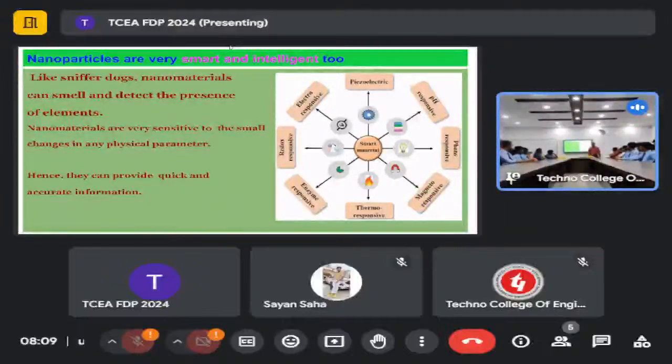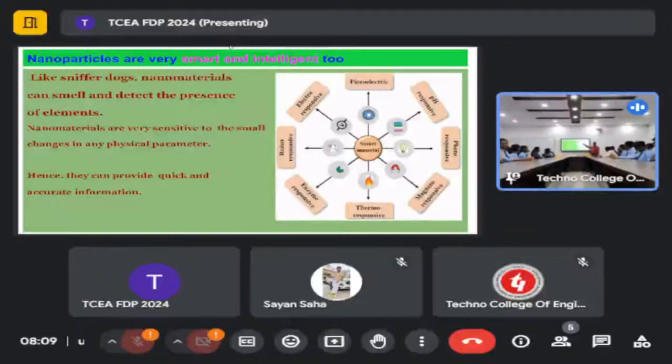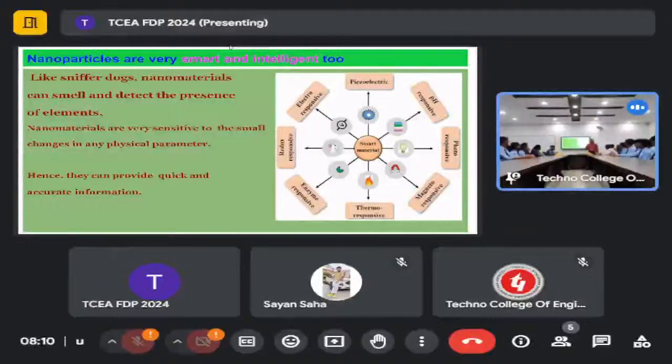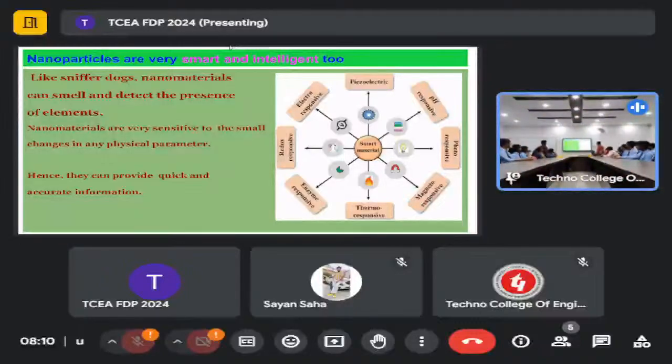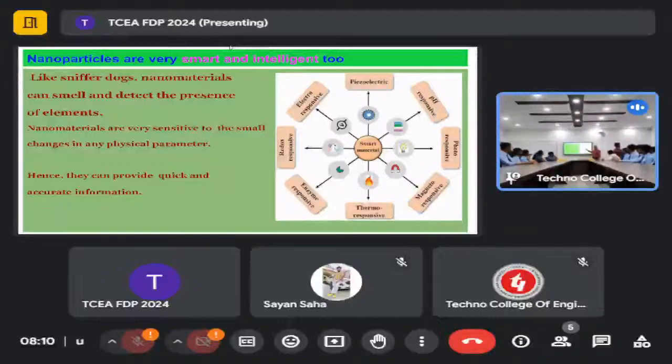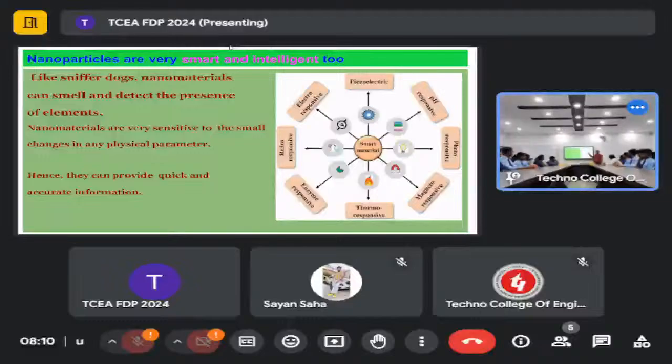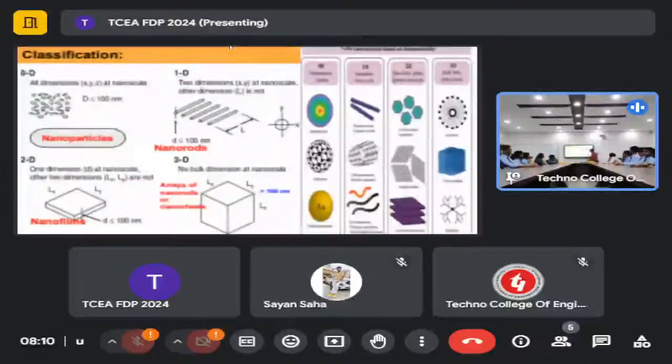Now, nanoparticles are not only beautiful in color, but they are very smart and intelligent too. That's why we use nanomaterials or nanoparticles. Like sniffer dogs, nanoparticles may smell and detect the presence of toxic elements somewhere, maybe in toxic gas, maybe in water or drinking water. That can be detected by using nanomaterials. They have wide application in every field, and they can sense changes in physical parameters, and that's why nanoparticles provide good information about the presence of toxic chemicals in our environment or any environment we want to deal with.